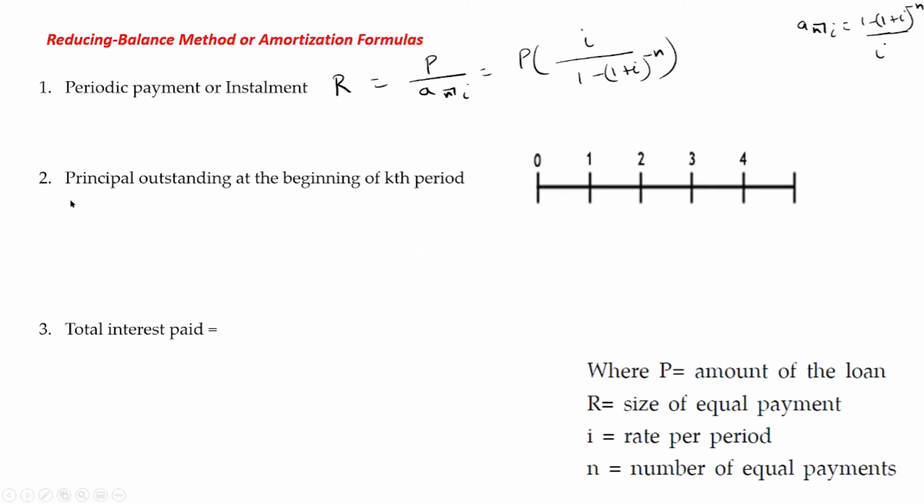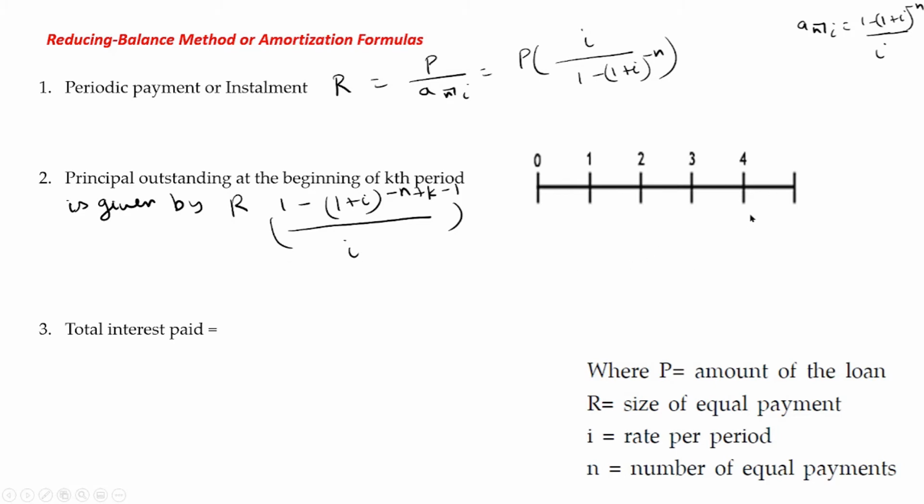And then we have another formula, principal outstanding at the beginning of kth period. Now if you want to find the principal outstanding at the beginning of kth period, then it is given by R into (1 minus (1 plus i) the whole raised to minus (n plus k minus 1)) upon i.